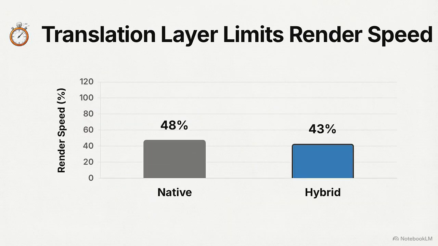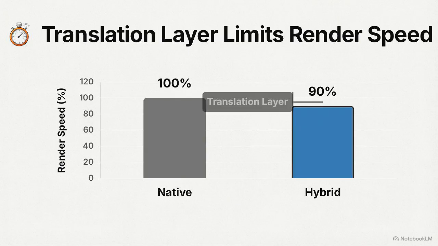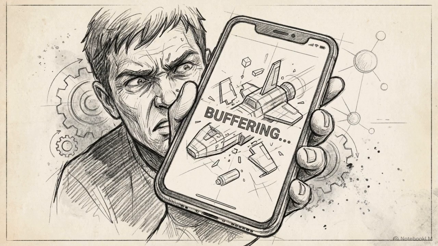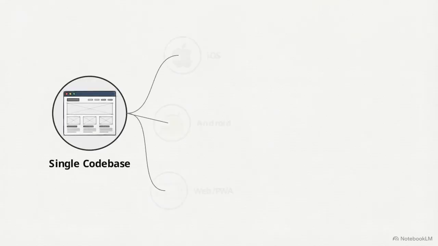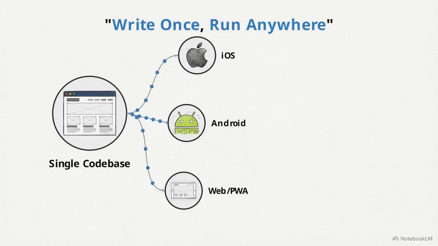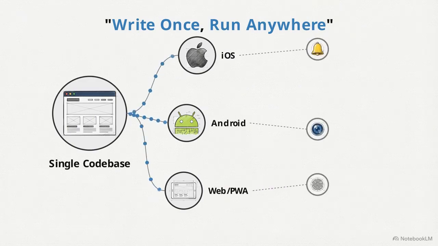Because the app relies on this translation layer, performance takes a slight hit compared to a pure native build. If you are developing a high frame rate video game or a heavy 3D application, this latency will be a problem. But if you are extending a standard web platform to mobile, hybrid delivers an optimal balance of write once, run anywhere efficiency and native hardware integration.